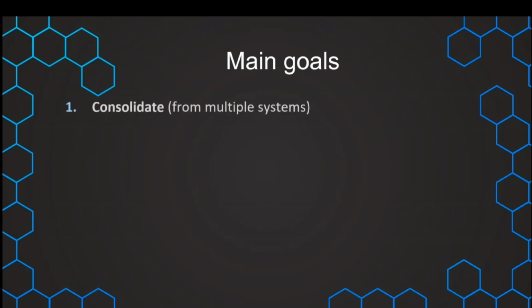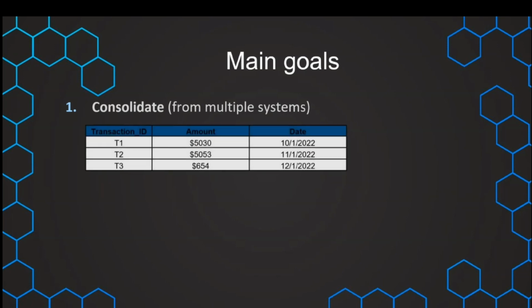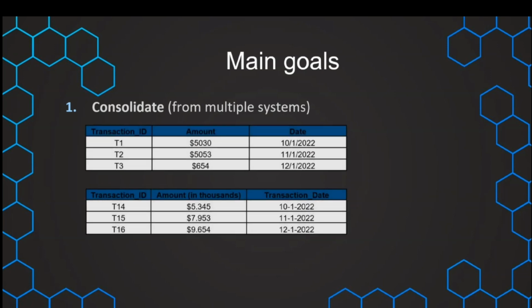But first, consolidated view. What does that mean? Of course we have different systems, and sometimes in those different systems where we are pulling data from, we can have different types of formats, different types of data types, column names, and all of that we want to bring into one consolidated and standardized view. So for example, we see that in this column we have the amount in thousands. And also the data type is different. While we have a decimal number in the lower table, in the upper table we have an integer number.